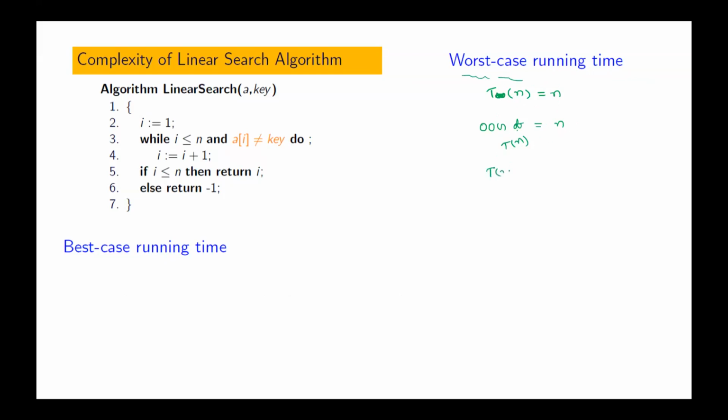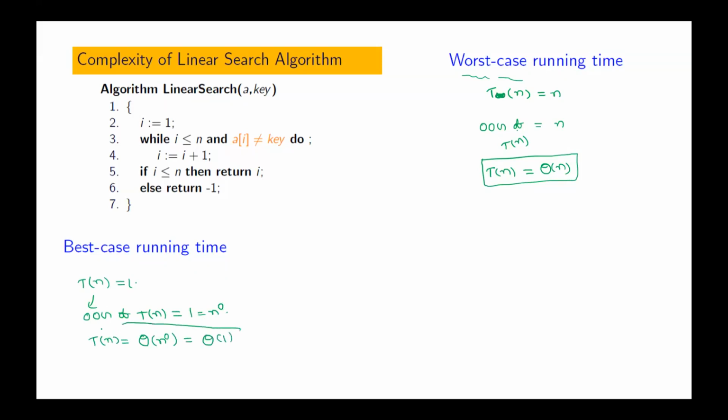Now can we represent T of n as theta of n? Is that correct? Yes, sir. Here, in the best case, T of n is 1. What is the order of growth of T of n? 1 means it is n power 0. So that means T of n can be represented as theta of n power 0, that is theta of 1. Is that correct? Yes, sir.